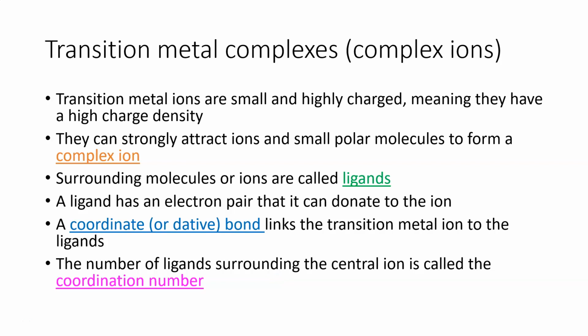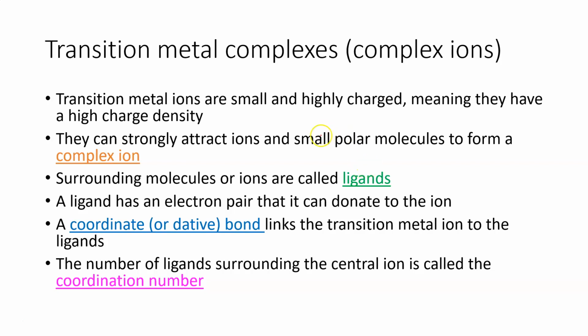So transition metal complexes, otherwise known as complex ions, the two terms are used interchangeably, come about because of the small size and highly charged nature of transition metal ions. This means that, as we've talked about before, they have a high charge density. That high charge density can attract ions and small polar molecules to form a complex ion where we have ligands bound to the transition metal center.